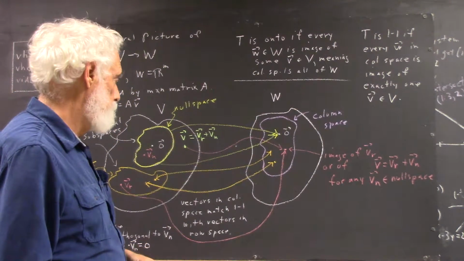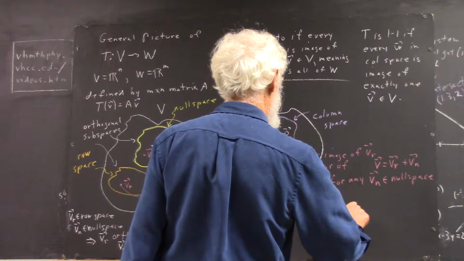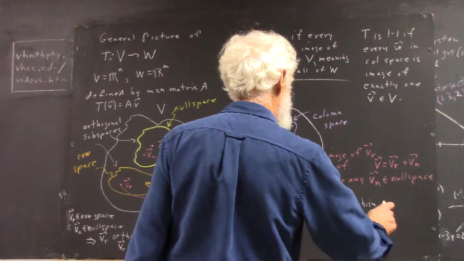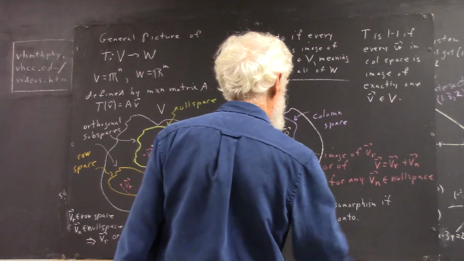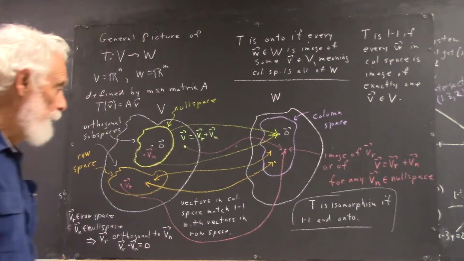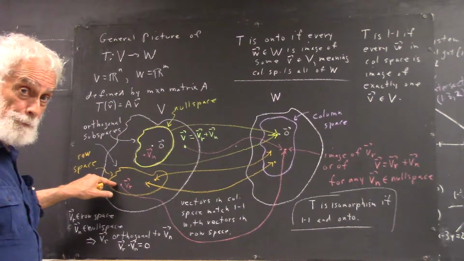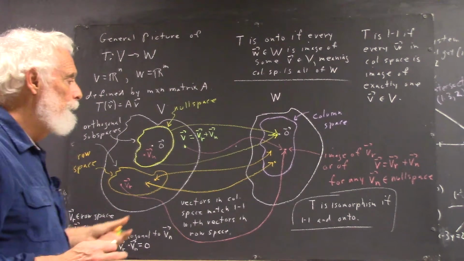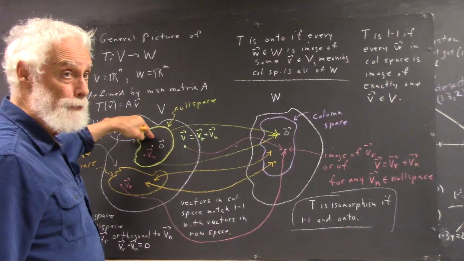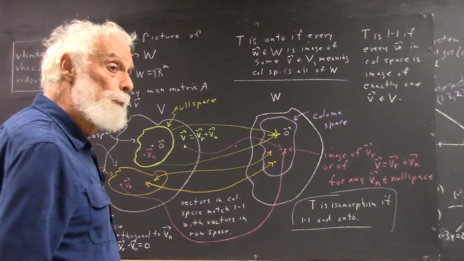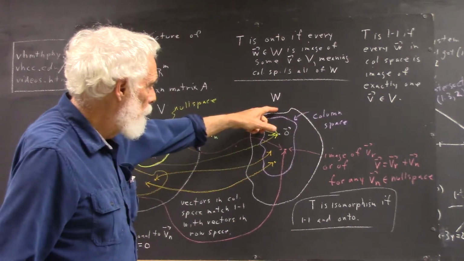And then I'll write it down here. T is an isomorphism if it's 1 to 1 and onto. Now, if it's onto, the column space has to have the same dimension as the row space. If it's 1 to 1, then you don't have a null space. The only thing in the null space is the zero vector. If you put those two facts together and think about it a little bit, since the rank plus the nullity equals the dimension of V, it follows that the dimension of W has to equal the dimension of V.